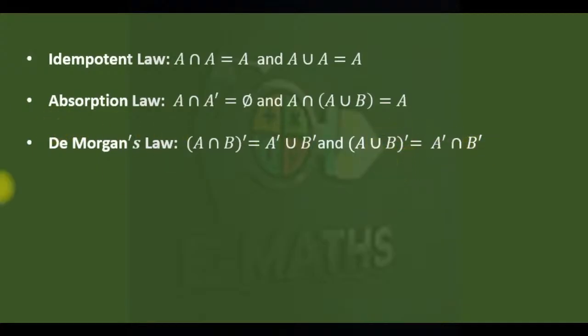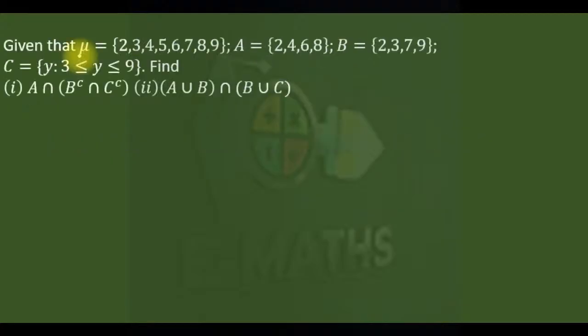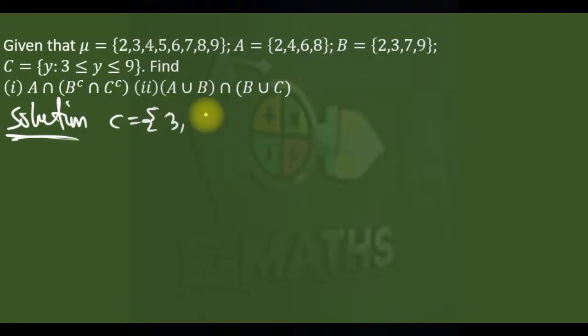So let's look at one question to see how we can use it. They say given that the universal set is this, A is this, B is that, C is that, we're asked to find this. So what I will do is use the roster method for C. Let's list this from 3 to 9. So the elements of C are 3, 4, 5, 6, 7, 8, 9. So that's the first thing.